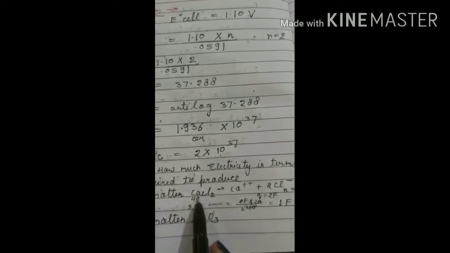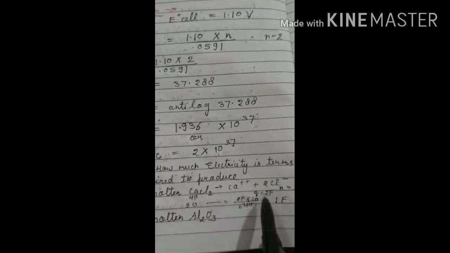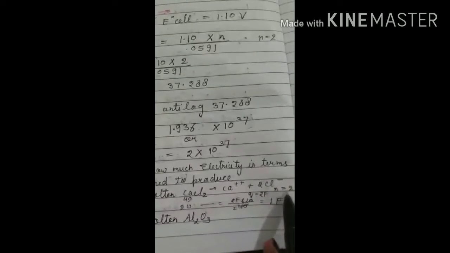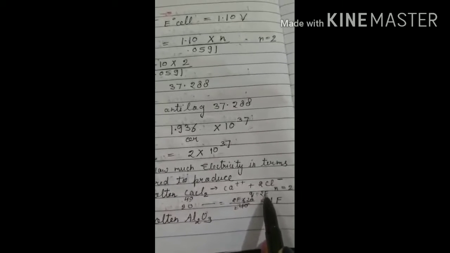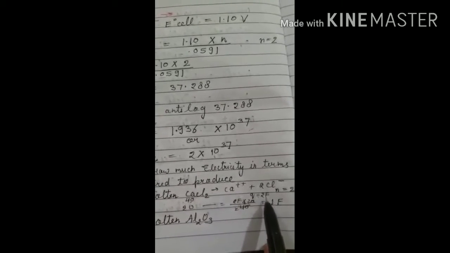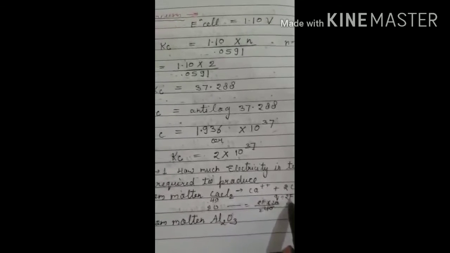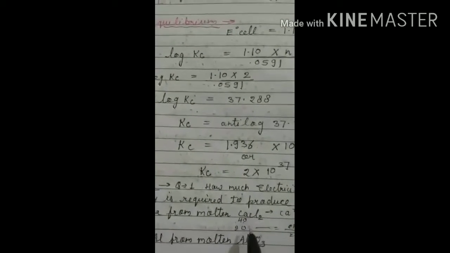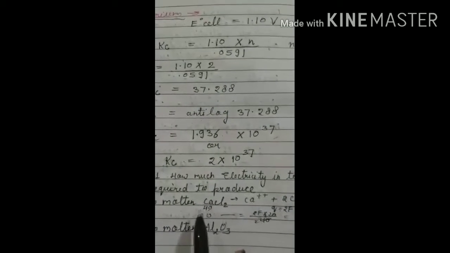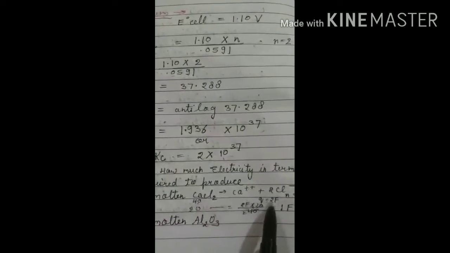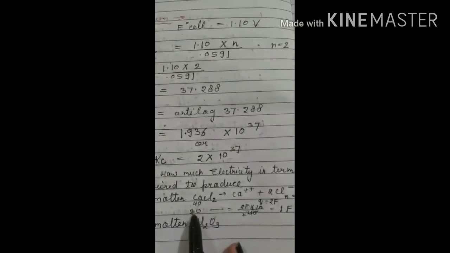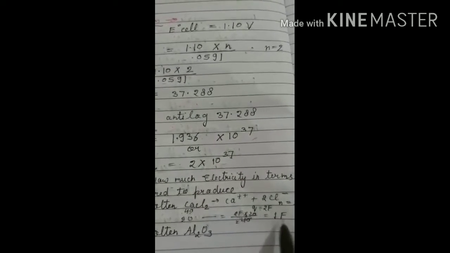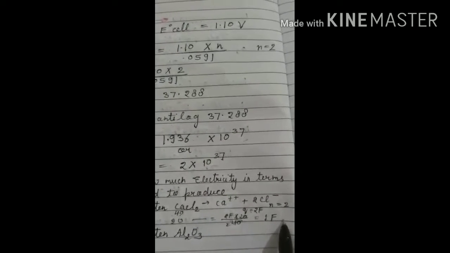So 40 gram of calcium will produce charge 2F, because the formula of charge is nF and the value of n will be 2 here. There is no need to put the value of Faraday because they are asking the answer in terms of Faraday, not in Coulomb. But in the question they are asking for 20 gram of calcium. So we apply the unitary method: 40 gram of calcium will produce 2F charge, then 20 gram of calcium will produce 2F into 20 upon 40. When we solve it, we get the answer 1 Faraday.